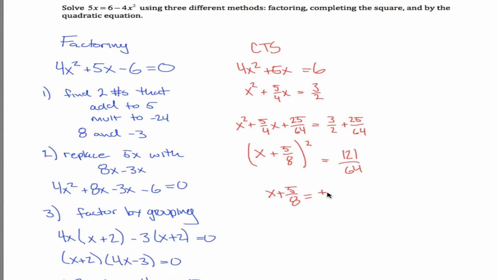Remember that when you take the square root of both sides of the equation, you've got to put in a plus or minus. The square root of 121/64 is 11/8, because the square root of 121/64 is the same as the square root of 121 divided by the square root of 64. And the square root of 121 is 11, because 11 squared equals 121. And the square root of 64 is 8, because 8 squared equals 64.